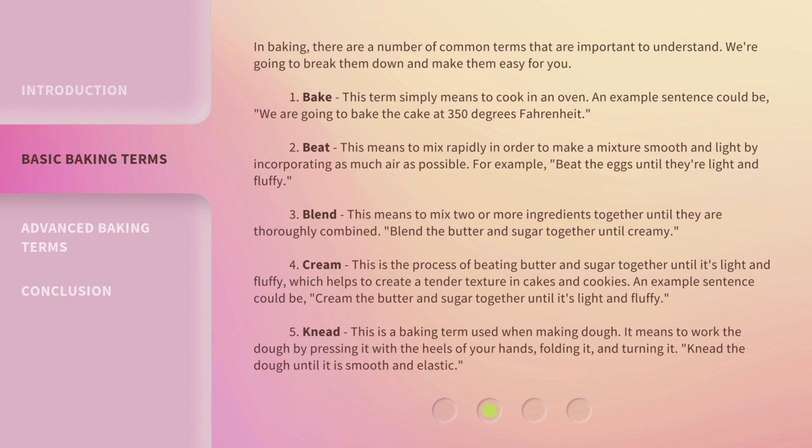4. Cream. This is the process of beating butter and sugar together until it's light and fluffy, which helps to create a tender texture in cakes and cookies. An example sentence could be, cream the butter and sugar together until it's light and fluffy. 5. Knead. This is a baking term used when making dough. It means to work the dough by pressing it with the heels of your hands, folding it, and turning it. Knead the dough until it is smooth and elastic.